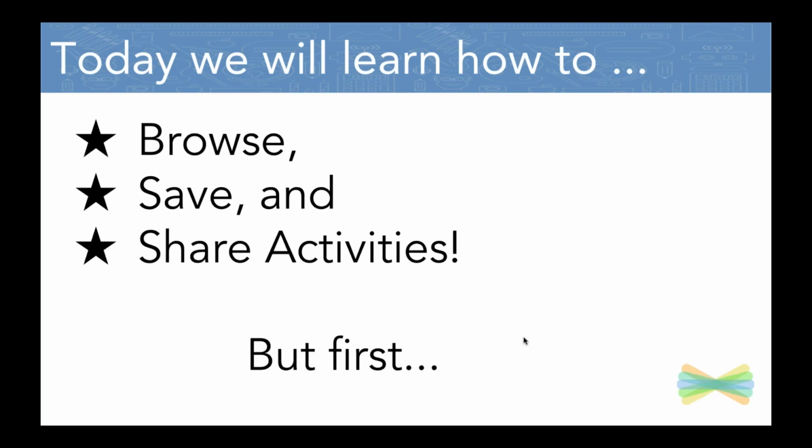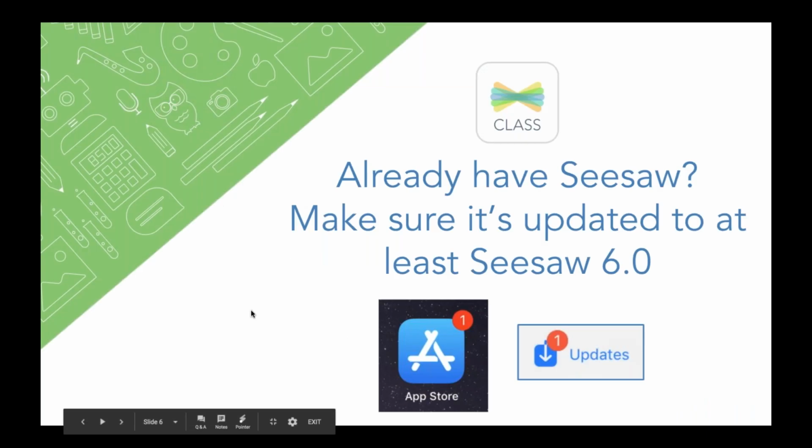But first, I'm going to add a bonus step. This is kind of like a fourth step. I'm going to tell you the very first thing you would need to do for sure if you're going to start using the activity library: make sure your Seesaw app is updated. That's because we made a lot of improvements, and especially this feature, the activity library, was updated over the summer, like in June of 2018.